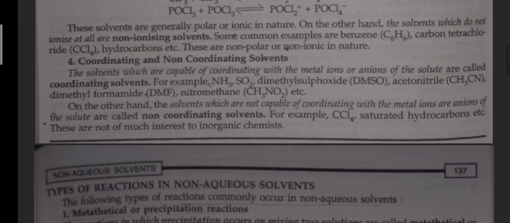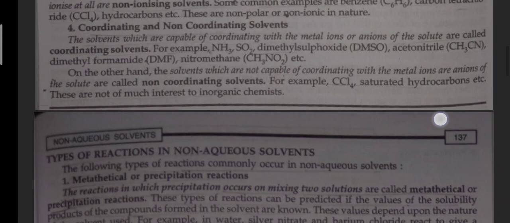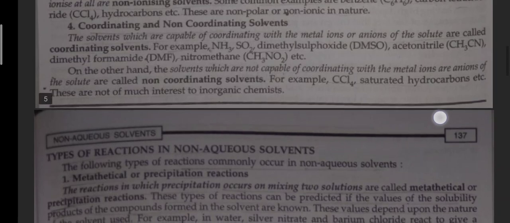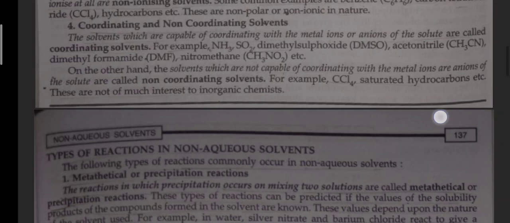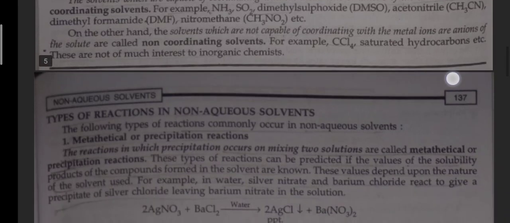Fourth is coordinating and non-coordinating solvent. The solvents which are capable of coordinating with the metal ions or anions of the solute are called coordinating solvents. For example, ammonia, sulfur dioxide, dimethyl sulfoxide, acetonitrile, dimethylformamide, nitromethane, etc. On the other hand, the solvents which are not capable of coordinating with the metal ions or anions of the solute are called non-coordinating solvents. For example, CCl4, saturated hydrocarbons, etc. These are not of much interest to inorganic chemists.